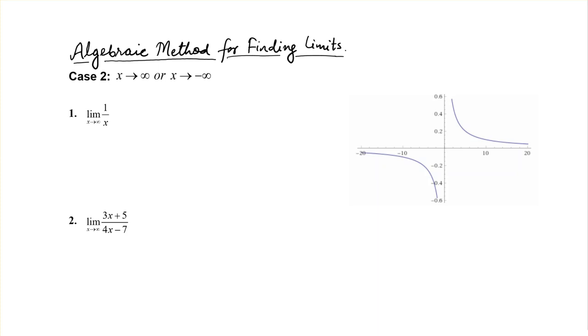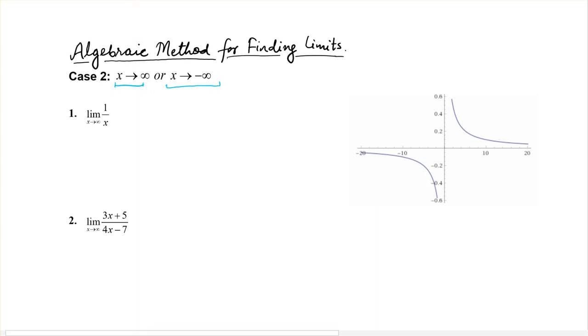Hello everyone, in this video I will explain the algebraic method for finding the limits. I'll discuss the case when the independent variable is approaching infinity or negative infinity. If you are interested in watching when x is approaching a real number, please do watch my previous video, part 1 of algebraic method. Alright, so we're going to discuss the cases when x is approaching infinity and negative infinity here.